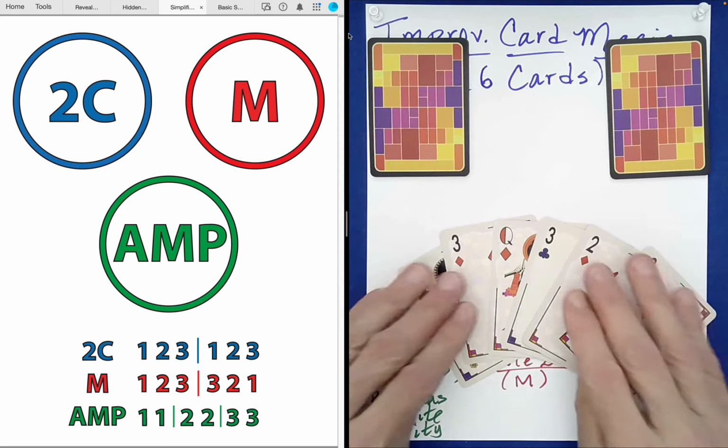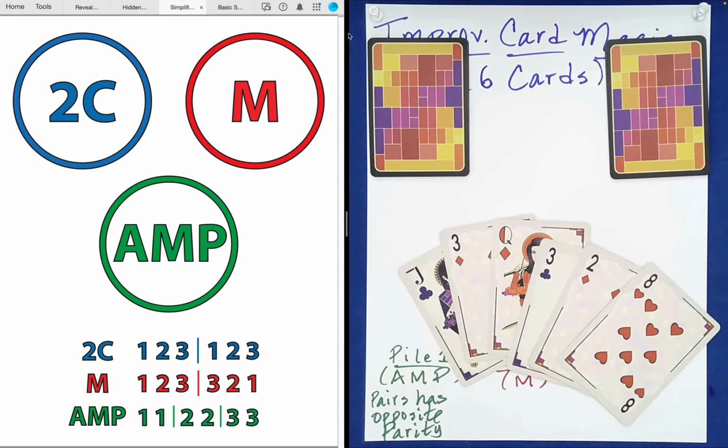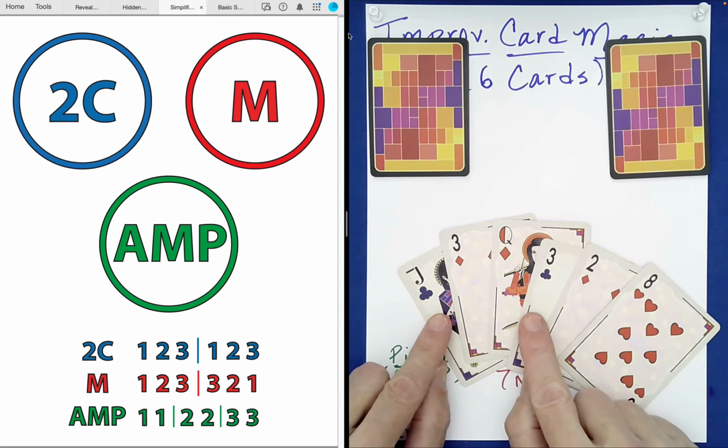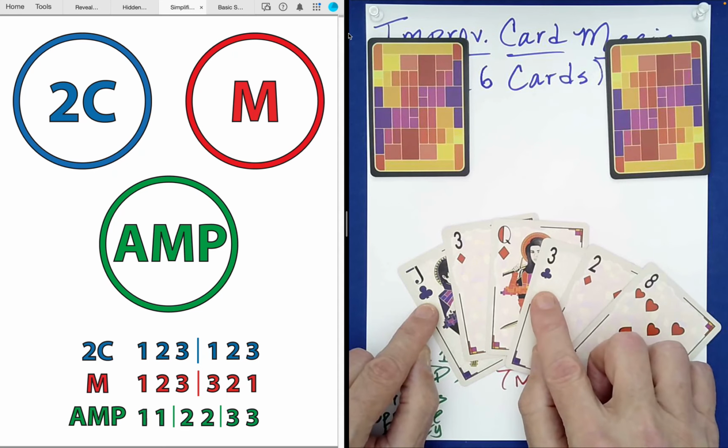Okay, so we looked at this as mirrored. Why don't we take a look at it as a 2-cycle. Woo! Okay, look at this. The Jack and the 3 are related relative to the 2-cycle structure of the packet.